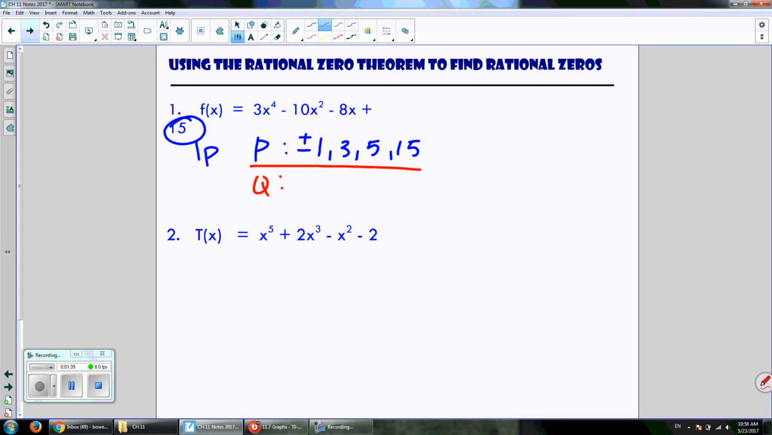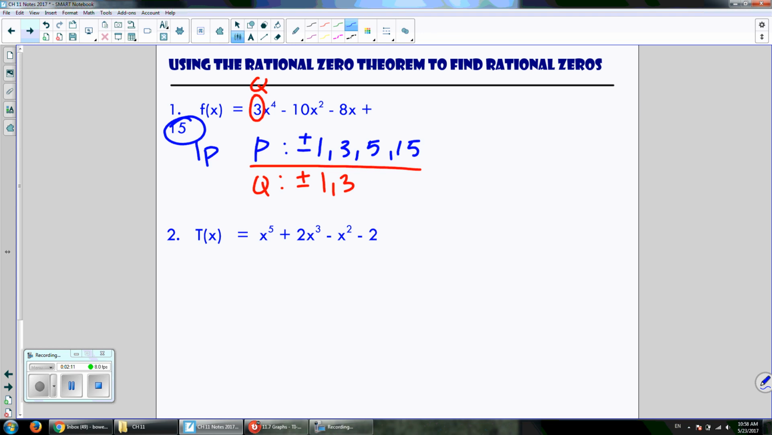Now I want to look for my q values. And q values are the factors of the leading coefficient. So this is our q value here, 3. So again, I could use all the positive or negatives here, and all of my factors of 3 are just 1 and 3. So now what I want to do is say, okay, p divided by q is going to give me all of the possible places that our polynomial could have a 0 or a root or an x-intercept on our graph.